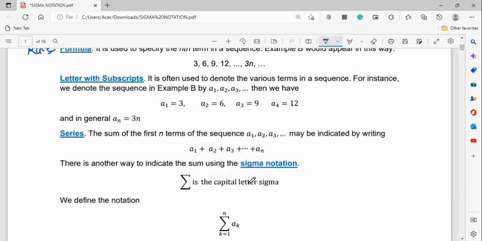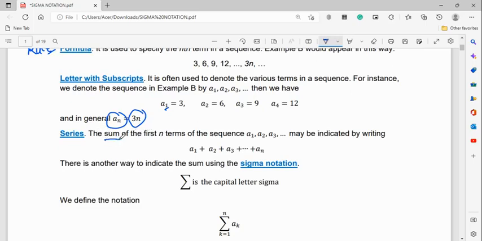Okay? The letter with subscripts indicates now kung pang ilang term yung number in the sequence. Okay? So, A sub 1 definitely is the first term, A sub 2 is 6, A sub 3 is 9. A sub 1, sub 2, sub 3, sub 4, distinct sila, no? It refers to the, tawag dito, the order. Okay? And in general, if we use the rule 3n, or we are using now the variable, then we are referring to any possible terms in the sequence, A sub n.